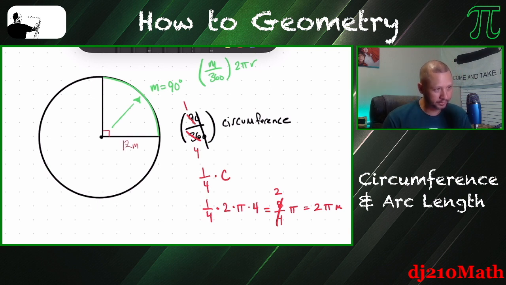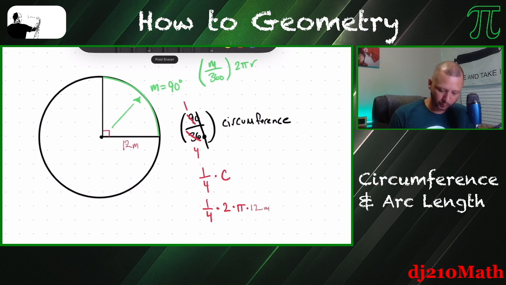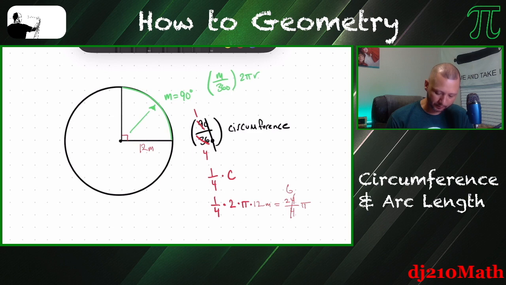Suppose it was 12 meters instead of 4. So for 12 meters, again multiplying straight across, this would be 24 over 4 pi. And 24 over 4 simplifies to 6. So the arc length for this particular problem would be 6 pi meters.